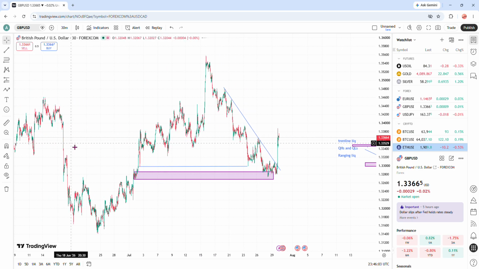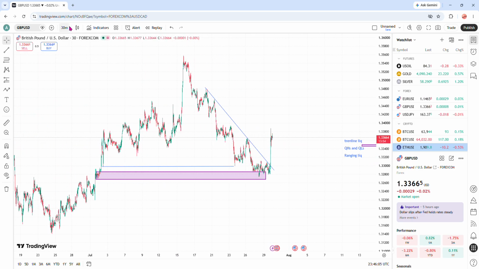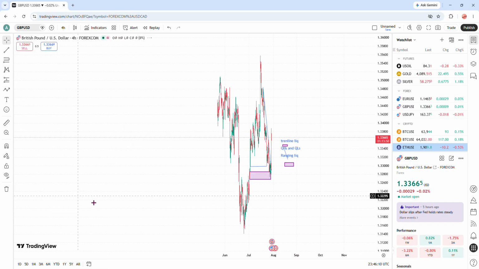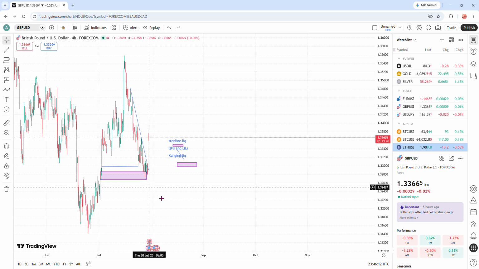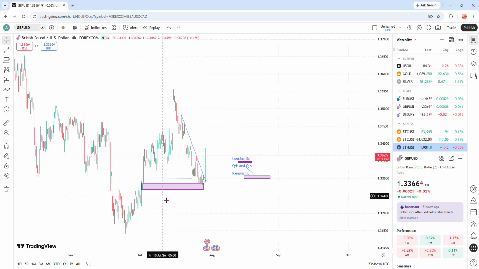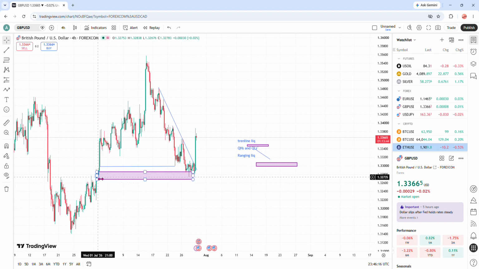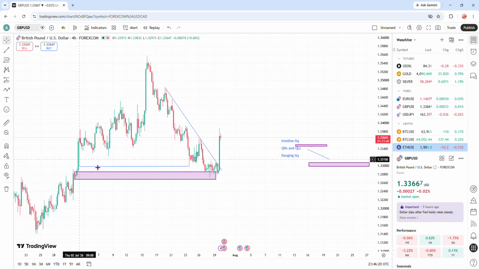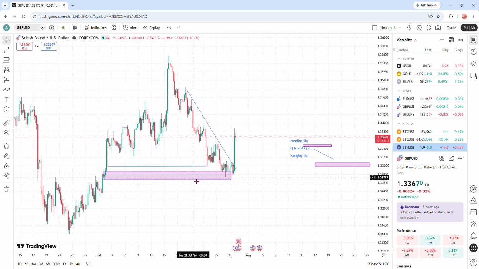Okay, let's come to this chart example. This is GBP USD, the 4-hour time frame. Now, you see this POI here. There's another block here. There's a liquidity here. This liquidity is another form of liquidity which I'll be explaining next.